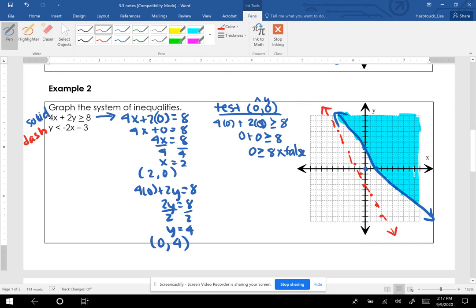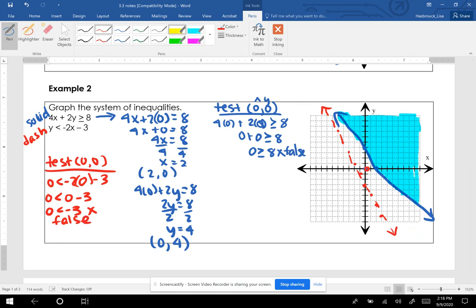I can still use 0, 0 as my test point. If I use 0, 0 and substitute, I get 0 is less than negative 2 times 0 minus 3. 0 is less than 0 minus 3. 0 is less than negative 3. This is not true. So instead of shading on the right-hand side of my line, I shade on that bottom-hand side.